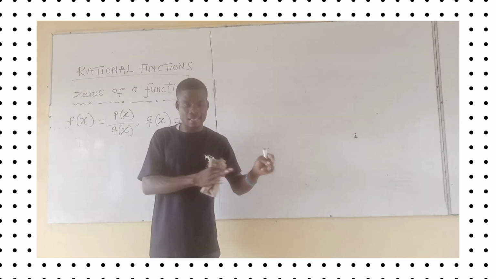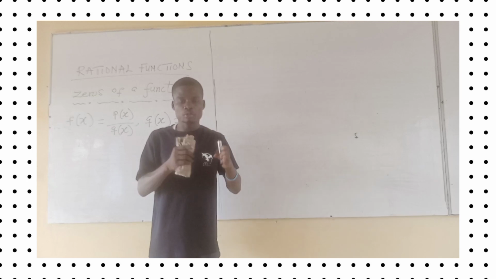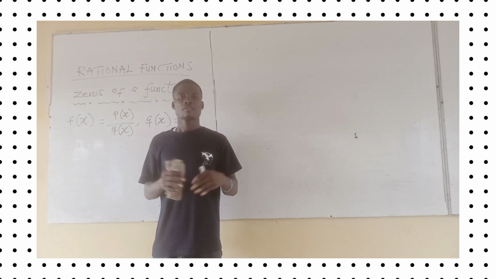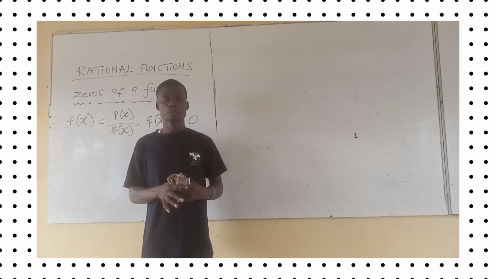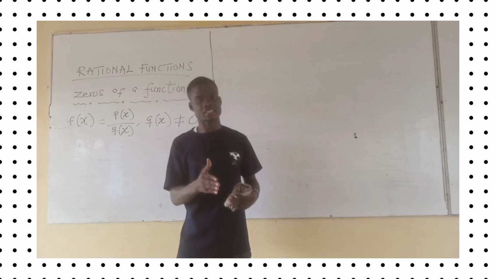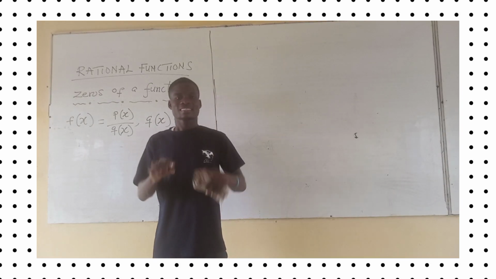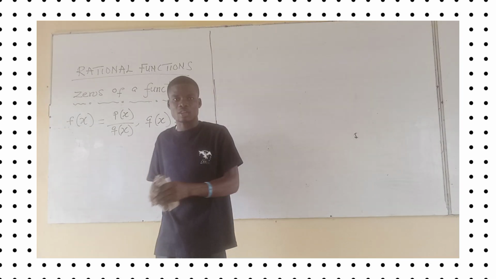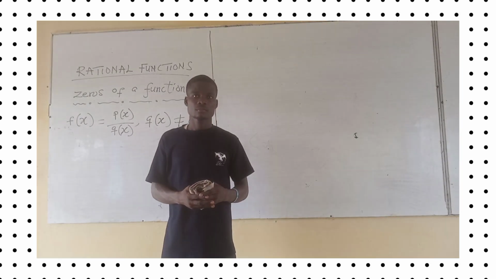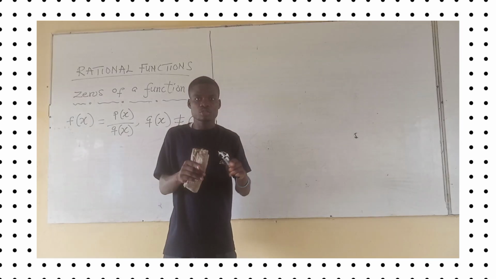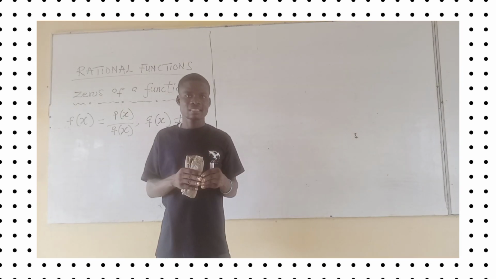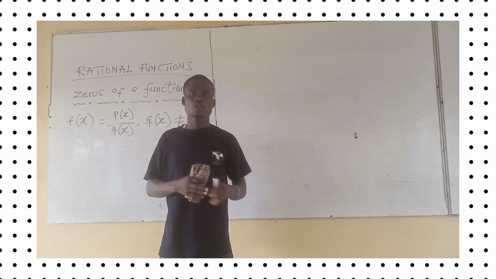By the end of this lesson, you should be able to find zeros of a given rational function. So when I say zeros of a function, it simply means the set of values that makes the function defined or exist. The set of values that makes a function defined or exist is referred to as the zeros of a function.